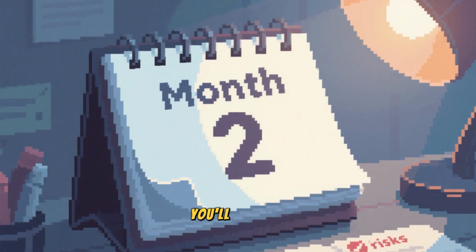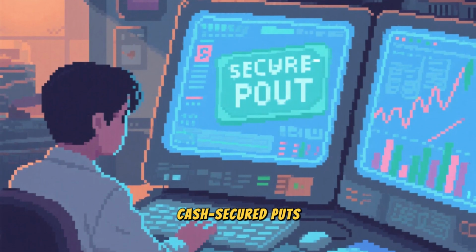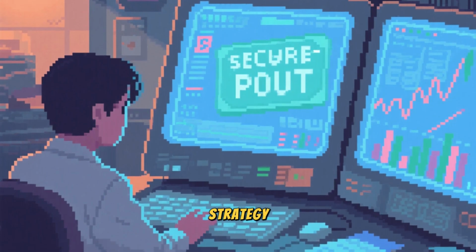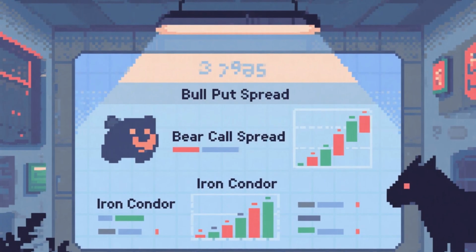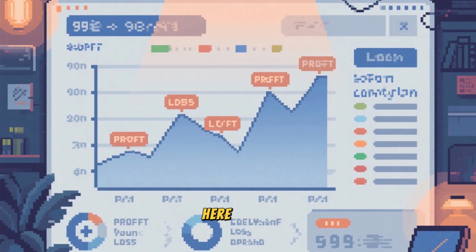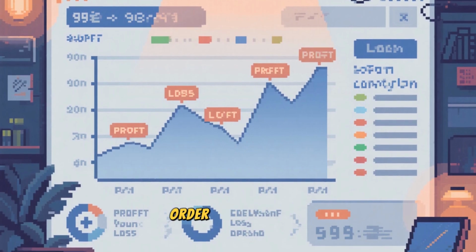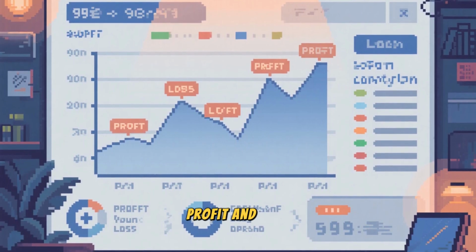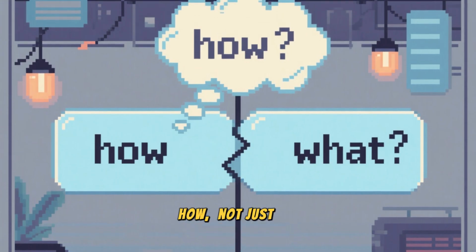In month 2, you'll move to defined risk spreads. Paper trade cash secured puts, which is the entry point for the wheel strategy. Then, try a bull put spread or a bear call spread. Finally, attempt an iron condor. Remember, the goal here is not profitability. It's to understand the mechanics, the order entry process, and what the profit and loss chart looks like at expiration. You're learning the how, not just the what.